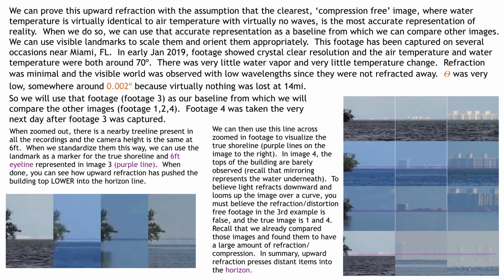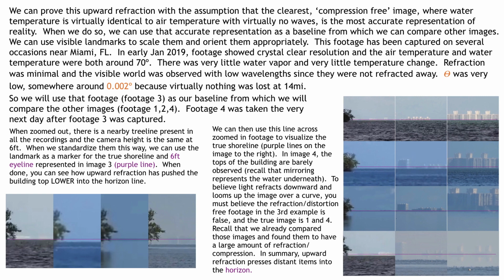So you can see where the shoreline is in comparison to the tree, and that's going to be our true distant horizon line, because that's going to represent about 6 feet high along the distant shoreline, which is our 6-foot high person at where he's taking the observation from.